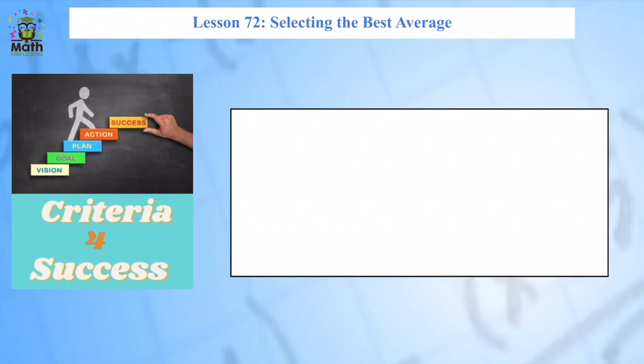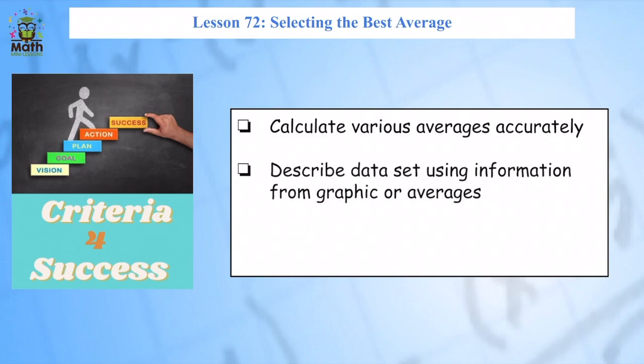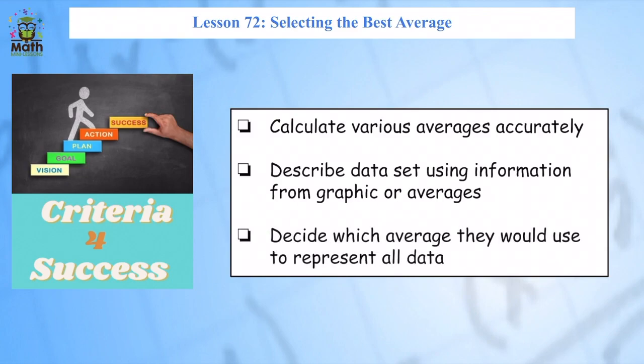Welcome back to lesson 72. It's another average activity over here, and we're going to try to select or justify which might be the better average to use. While I'm working, look to see how I demonstrate that I can calculate various averages, so mean, median, and mode, how I describe the data sets using information, whether it's from the graphic itself or from my statistical information, my data, and how I make decisions on which average might be the best one to represent the data.